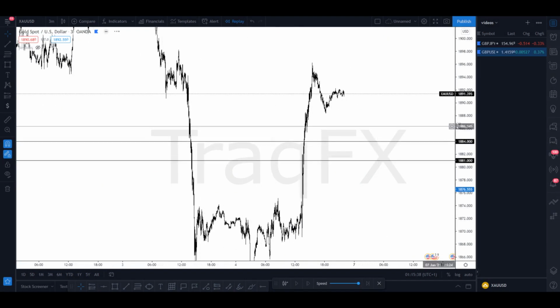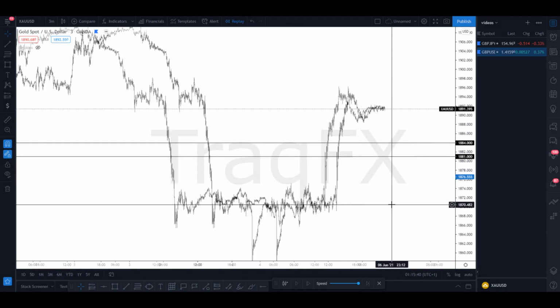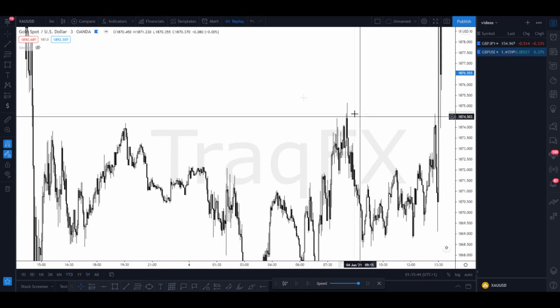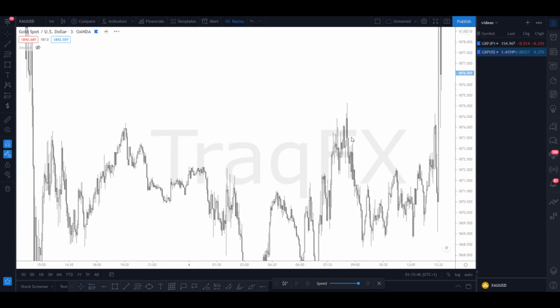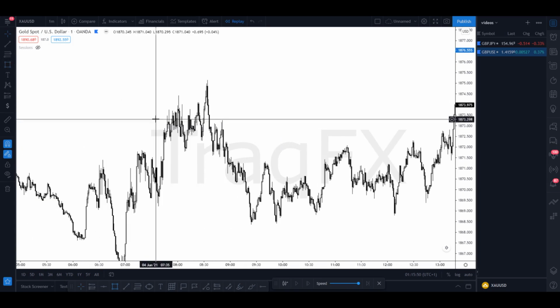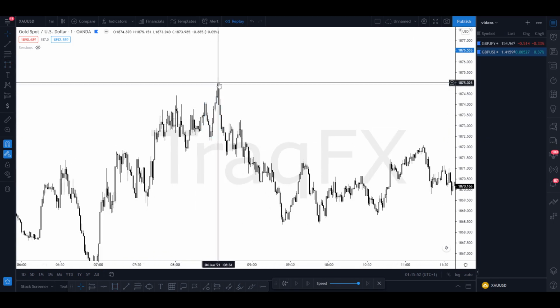I caught this one on gold a while ago. I'll show you guys the before and the after in the thing below. I think it was on the 1-minute time frame, not too sure. Yeah, it was right here. So gold was right over here, right? It was right over here at the time.